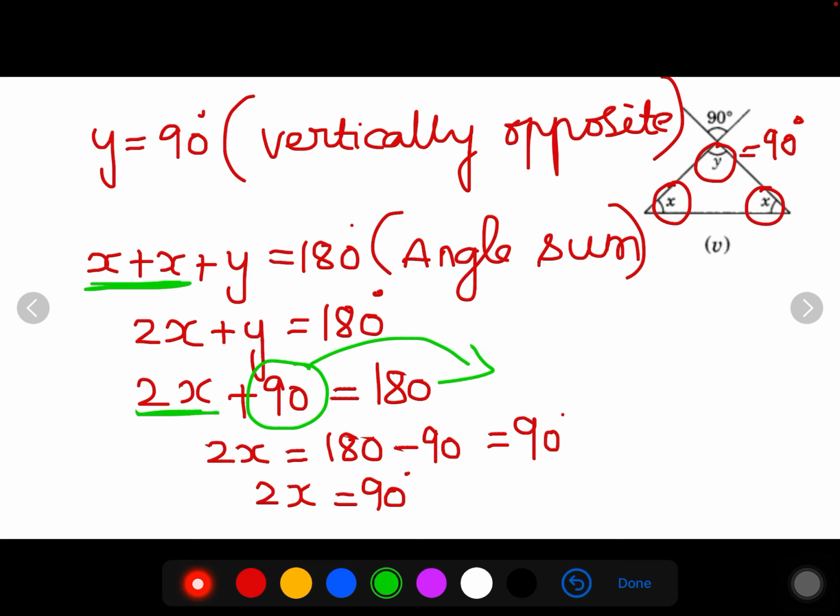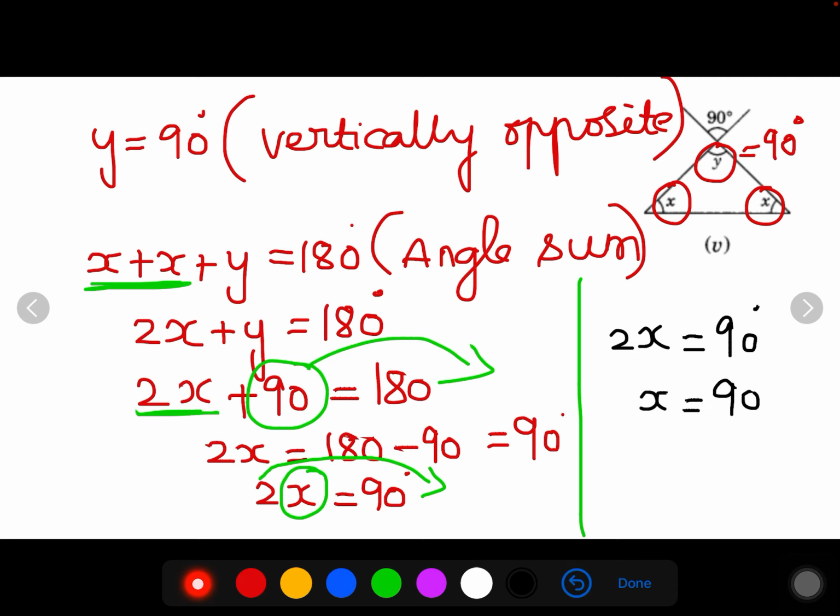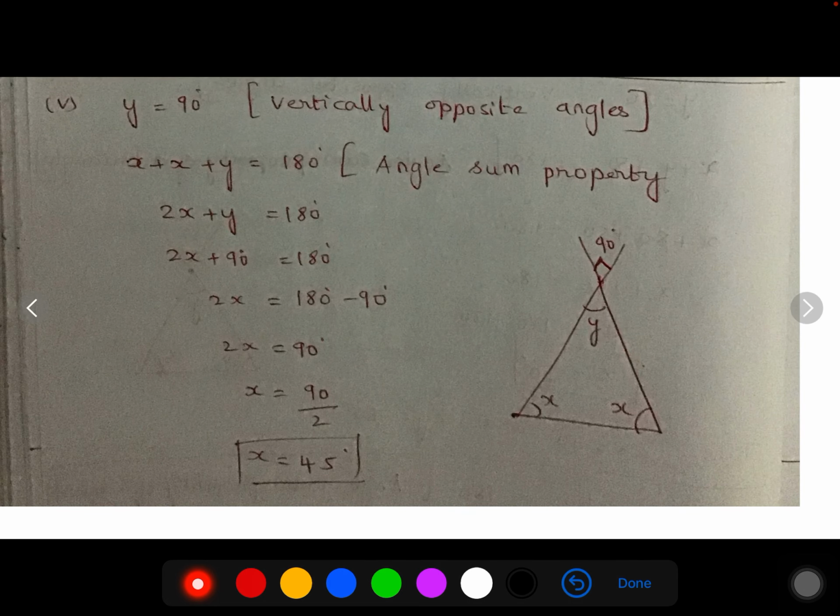Now we need the value only for x. So multiplication by 2, when it is brought to the other side, becomes division. So 2x is equal to 90 degrees. Therefore x is equal to 90 divided by 2. Therefore x is equal to 45 degrees. Please do the problem step by step. So here we are using vertically opposite angles and the angle sum property to find the unknown angle.